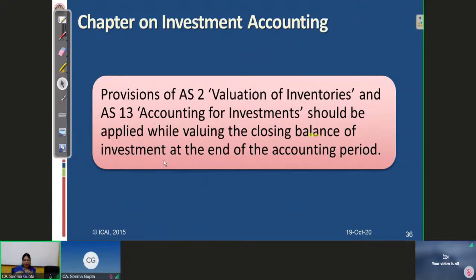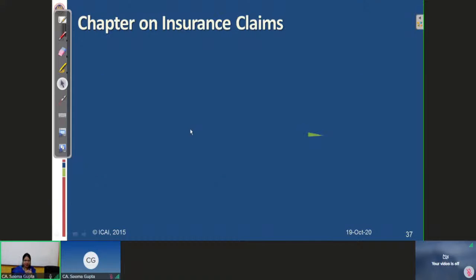Like if you are dealing in investment, what method you have to follow for valuation of inventories at a particular date? LIFO, FIFO, weighted average. What method you are following? Whether it's in line with AS 2 or not? Because certain methods which the entities were using earlier, now they have been prohibited by AS 2. So whether LIFO or weighted average cost is being followed, and how we have to value the inventory of investment at the end of the accounting period.